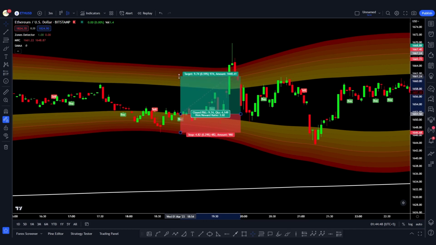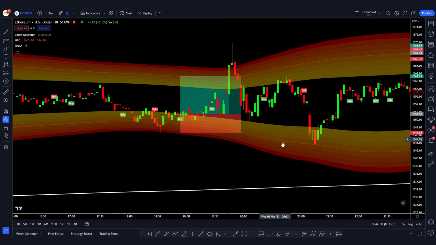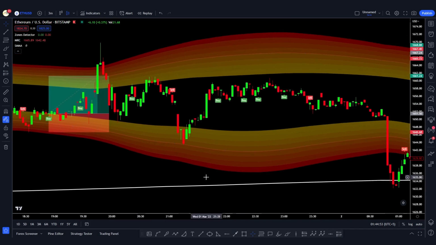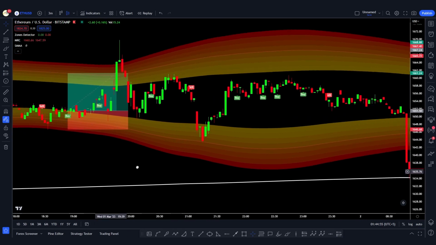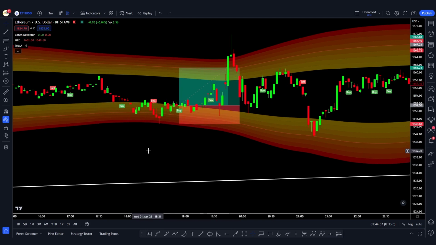So as you can see, by adjusting the settings, we're able to get much more valid signals that allow us to take higher risk-reward ratio trades. So this is how you can use this strategy to maximize your trading profits. And now I'm going to backtest this strategy on 2023 data, and I'm going to count all the trades that I can find in this time frame.